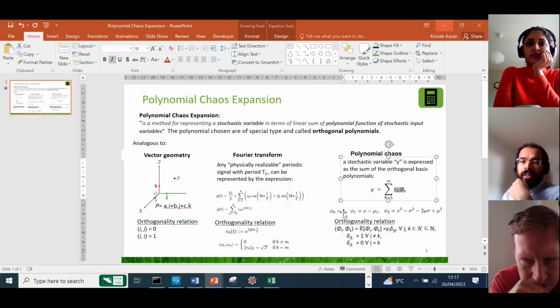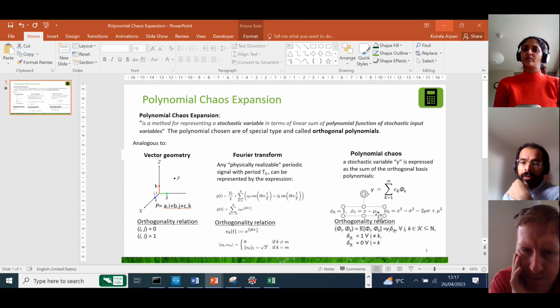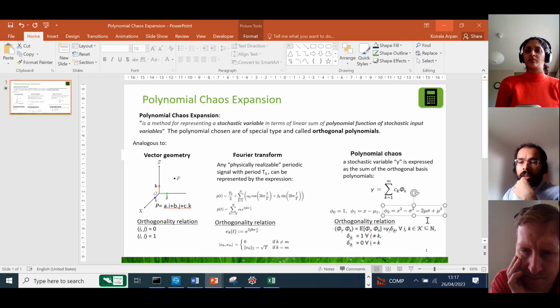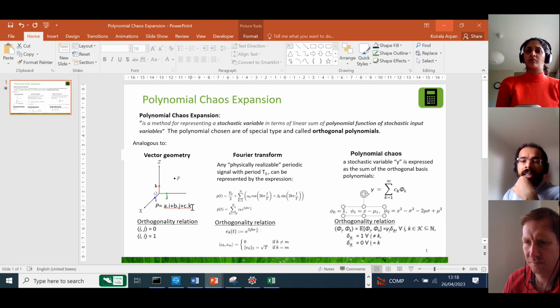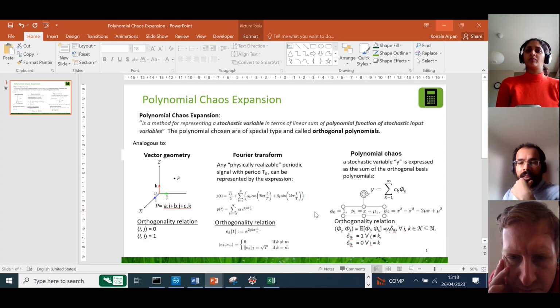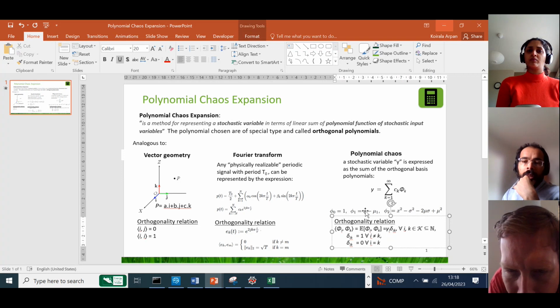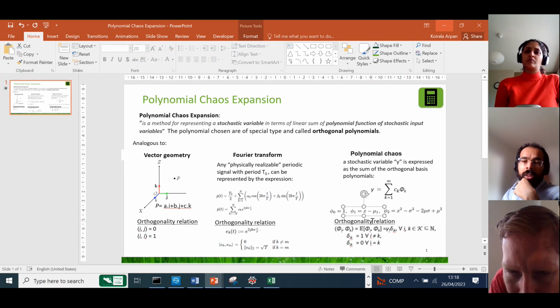So instead of sine and cosine, now our basis looks something like this. x minus mu, or x squared minus sigma squared if it is a Gaussian distribution with mu as mean and sigma as standard deviation. Then the basis looks something like that instead of i, j, and k, or sine 2 omega, sine 3 omega, something like that. And our aim is to find the corresponding coefficients so that we can transform it into this orthogonal polynomial sequence.